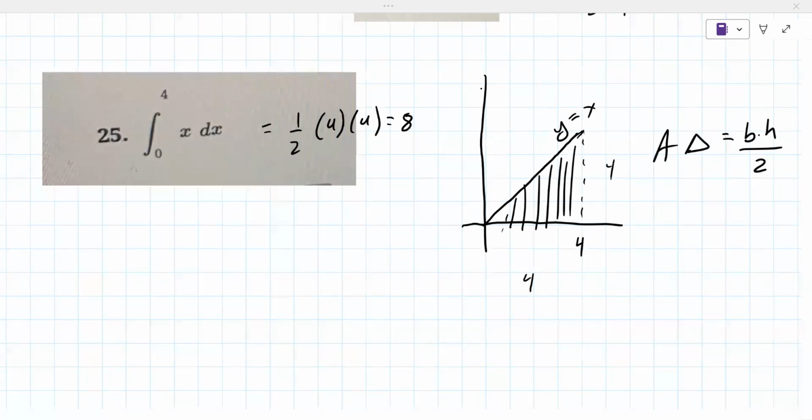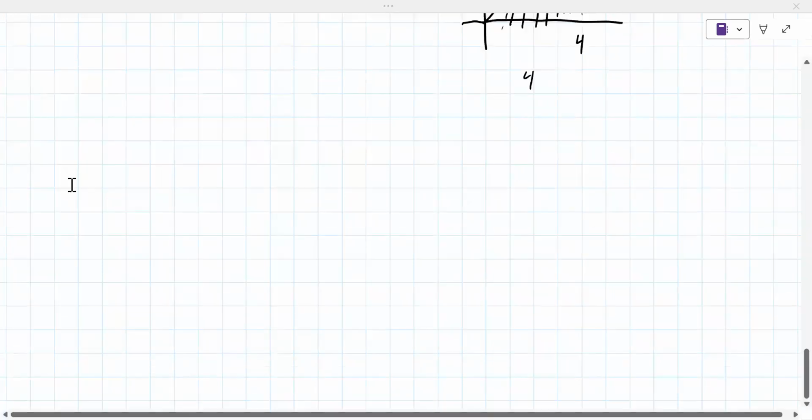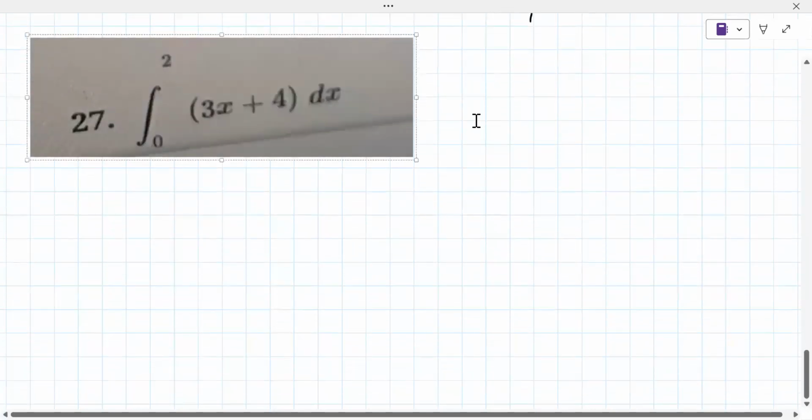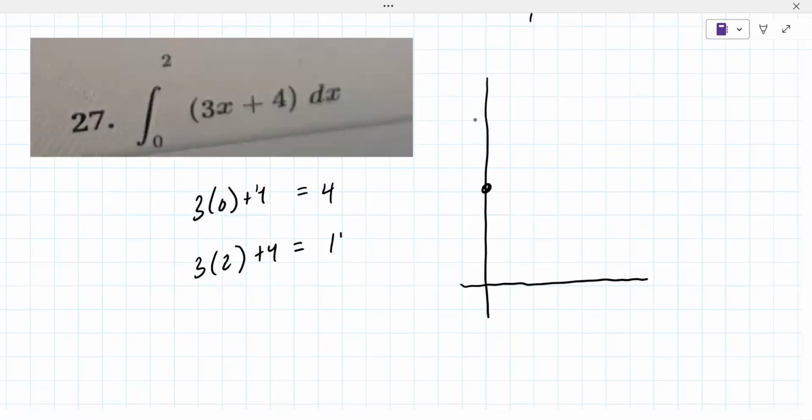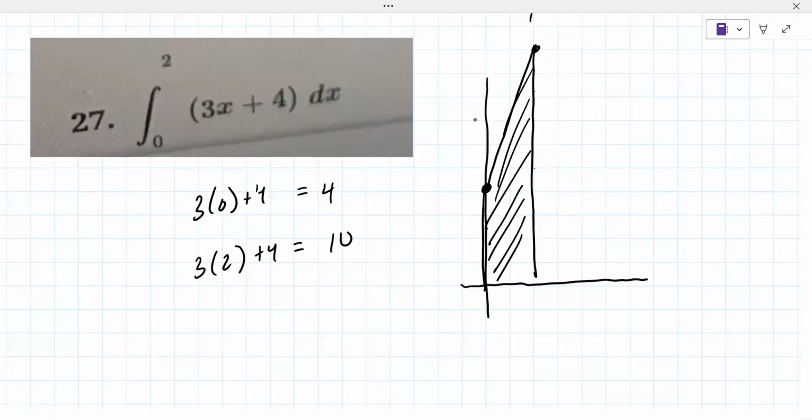So for something like 27, it's very similar. You're going to graph this thing. You might put 0 in first: 3 times 0 plus 4 is 4. And then 3 times 2 plus 4 is 10. Not to scale, but 4, 5, 6, 7, 8, 9. So there's the line, and then it's coming down like that.